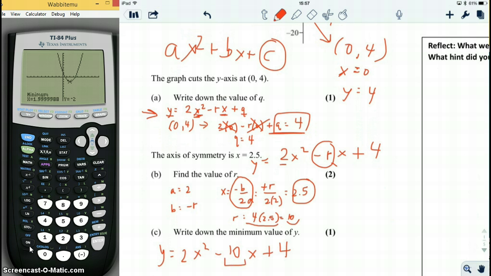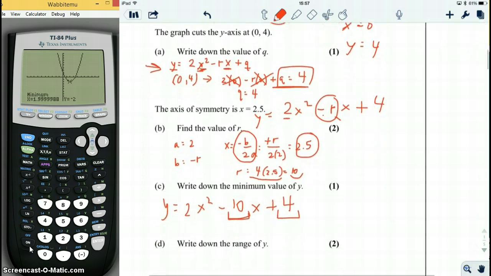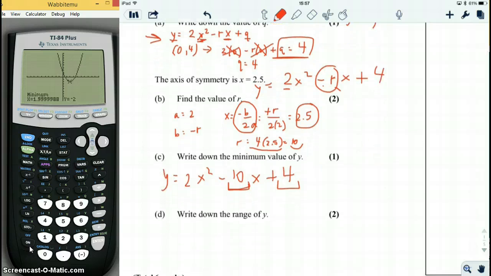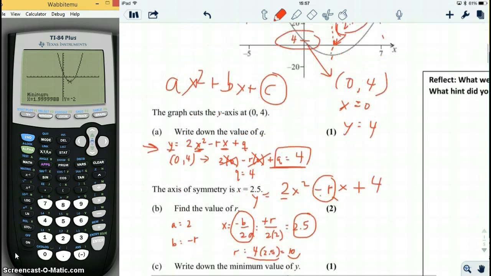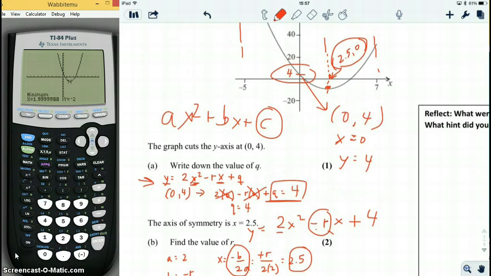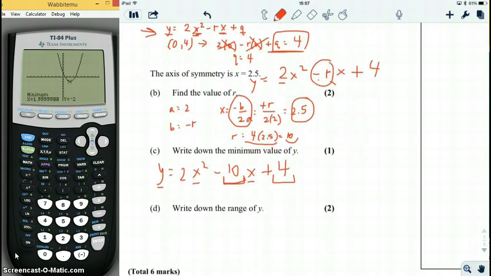And so we keep the negative sign there, and then we put the 10 in for r, put the 4 in for q. So now we have a quadratic equation, and the only unknowns are x and y, which are fine. A quadratic equation has unknowns x and y. So now it says write down the minimum value of y. There's a couple ways you could do that. One is, the minimum value is going to be the vertex, which is on the axis of symmetry. So you could put in 2.5 for x and just multiply it out, and that'll give you a number.